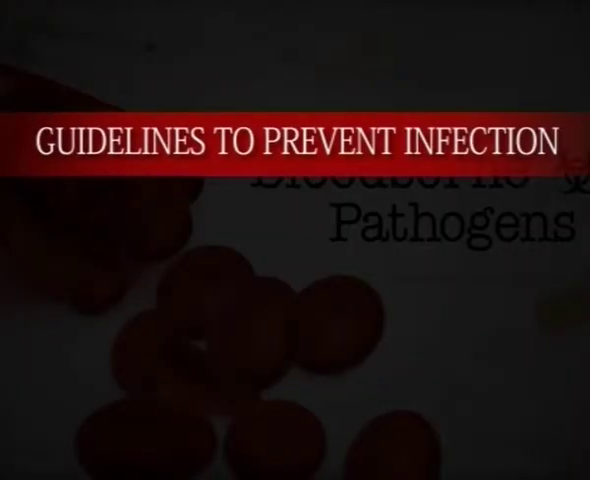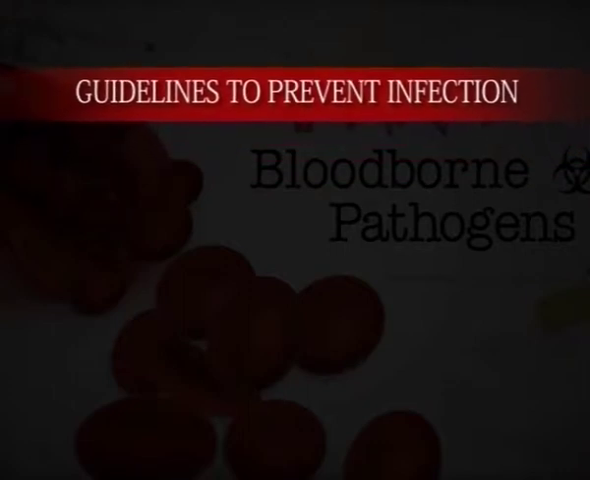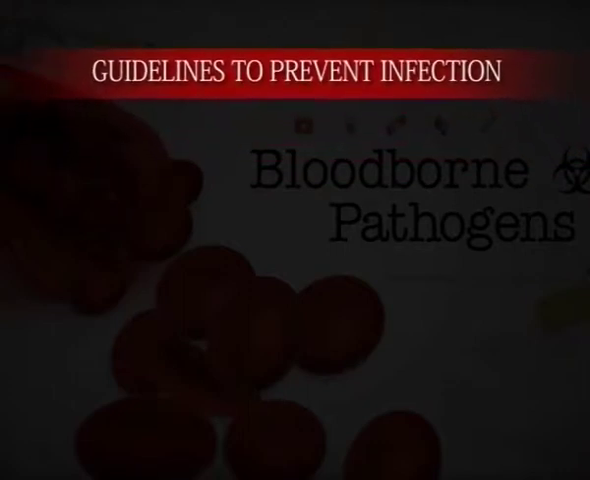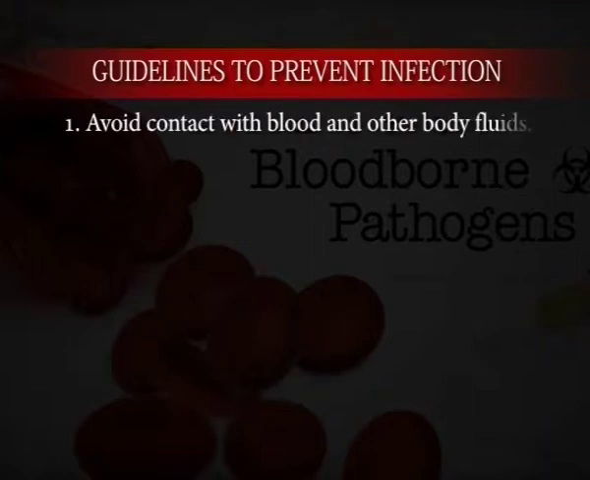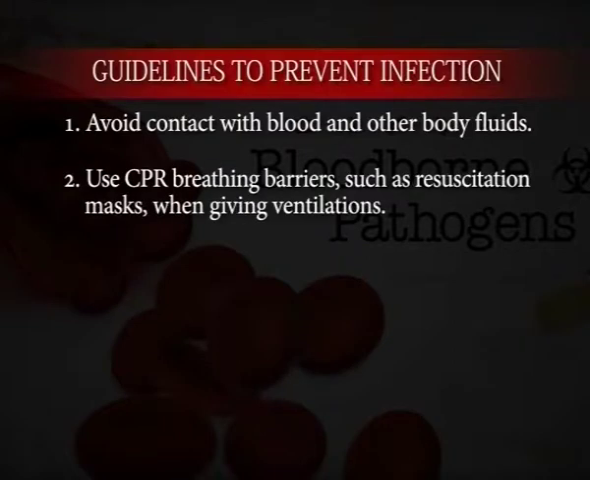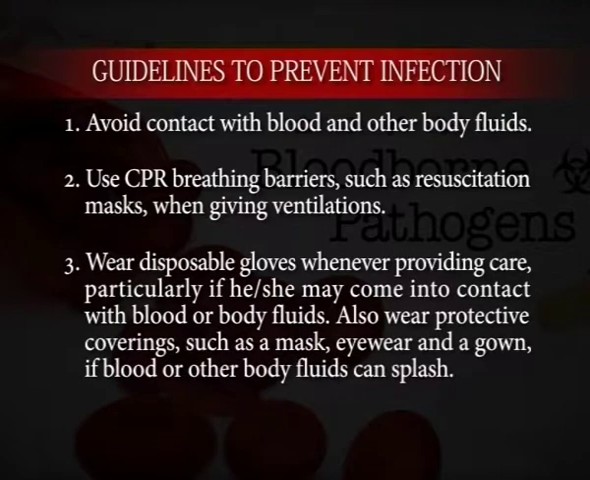Now we have guidelines to prevent infection. Some of the guidelines for prevention of bloodborne pathogens are as follows. Number 1, avoid contact with blood and other body fluids. Number 2, use CPR breathing barriers such as resuscitation masks when giving ventilation. Number 3, wear disposable gloves whenever providing care, particularly if he or she may come into contact with blood or body fluid.